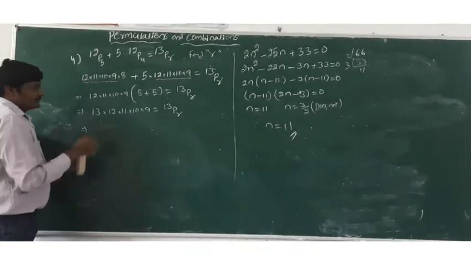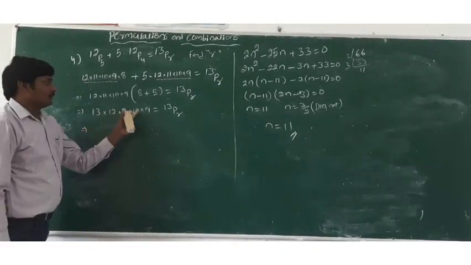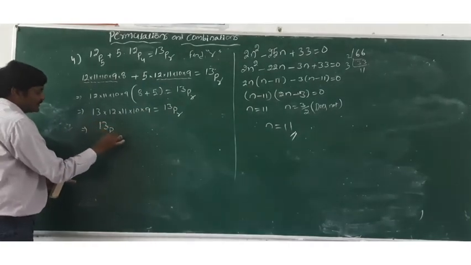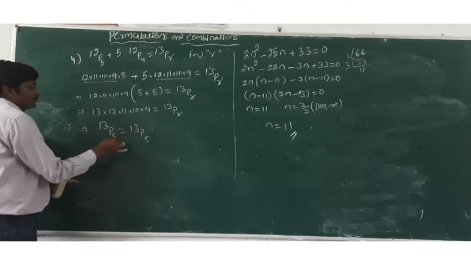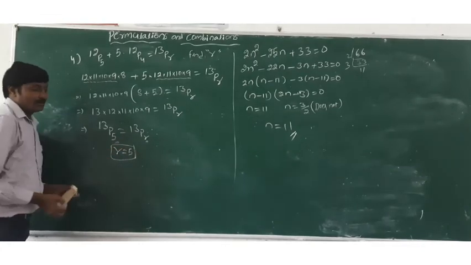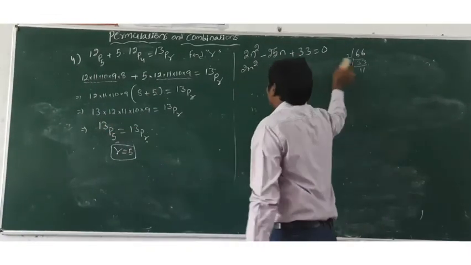Okay, already discussed last year. Starting with 13, we have 1, 2, 3, 4, 5. 5 terms are there. That's why 13P5 is equal to 13Pr. Combining both sides, r is equal to 5 only. This is a very easy problem.